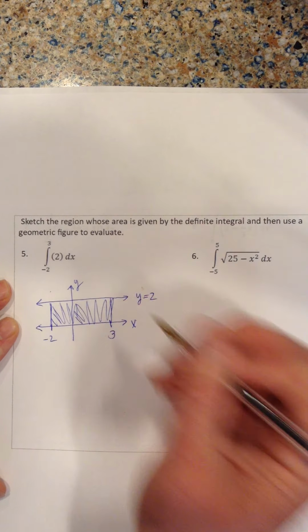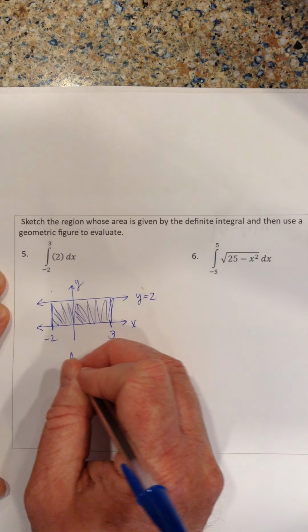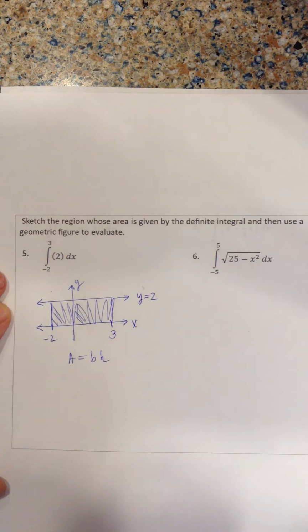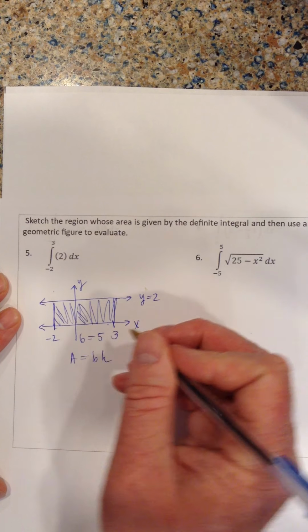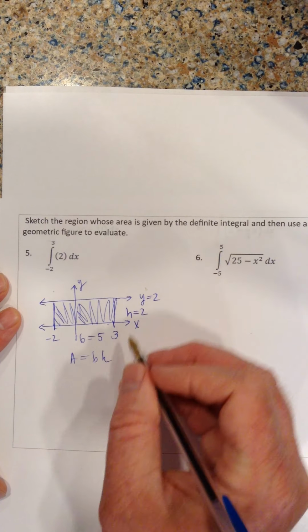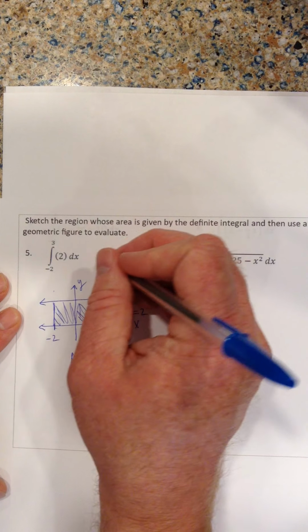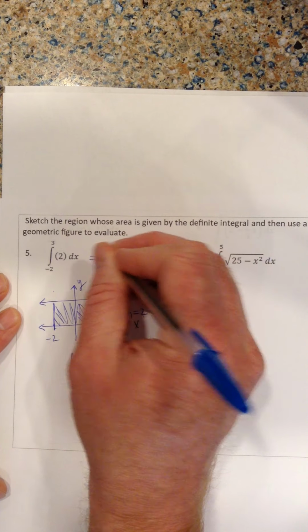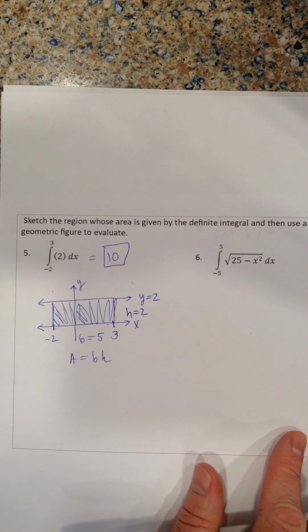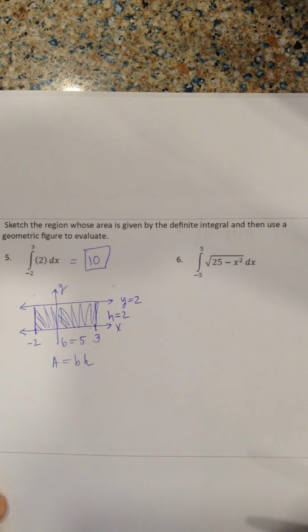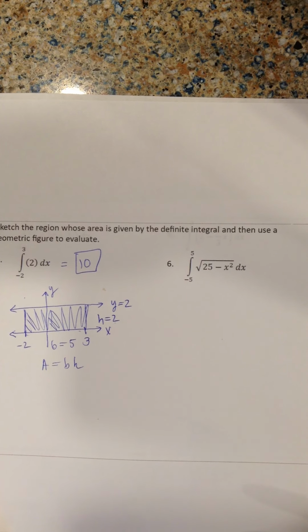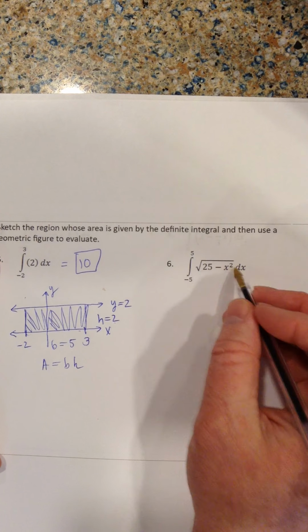Well, that's a nice rectangle, right? Well, the area of a rectangle is just the base times the height. Well, the base goes from -2 to 3, so that's 5, and the height is 2. So the area would be base times height, or 10. So that integral is 10, and I haven't really had to use any calculus to do it, just some basic elementary school geometry. Okay, let's look at another one.